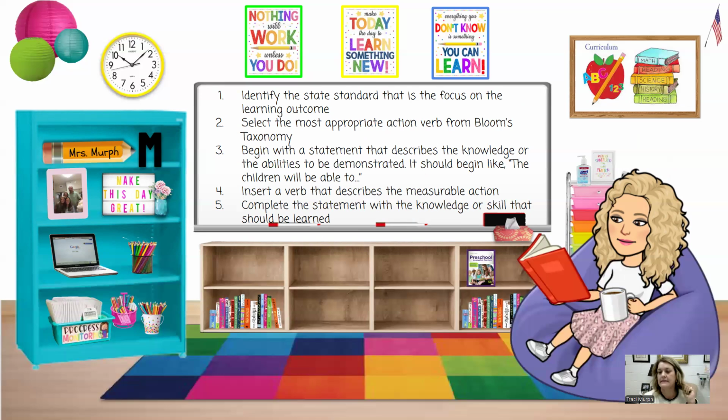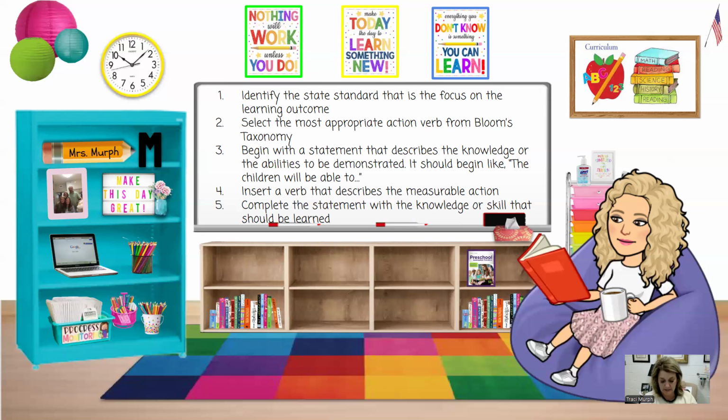So let's say that we want the children to... We're going to identify our state standard as one-to-one correspondence, meaning they see one thing, they count, 1, 2, 3. That's going to be our state standard. So I'm going to select an appropriate action verb that lets me know if they've mastered that.